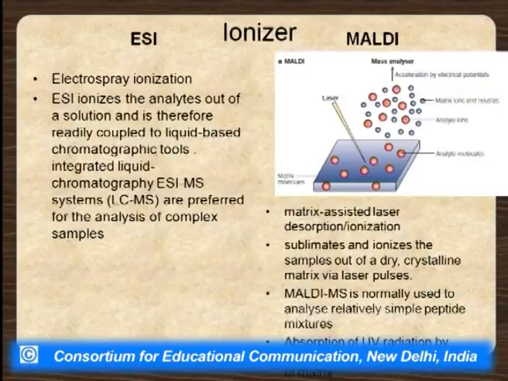So, a brief comparison of the ionizers. You have ESI, electrospray ionization, which ionizes the analytes out of a solution, and it is normally coupled to an HPLC or a liquid chromatography column.